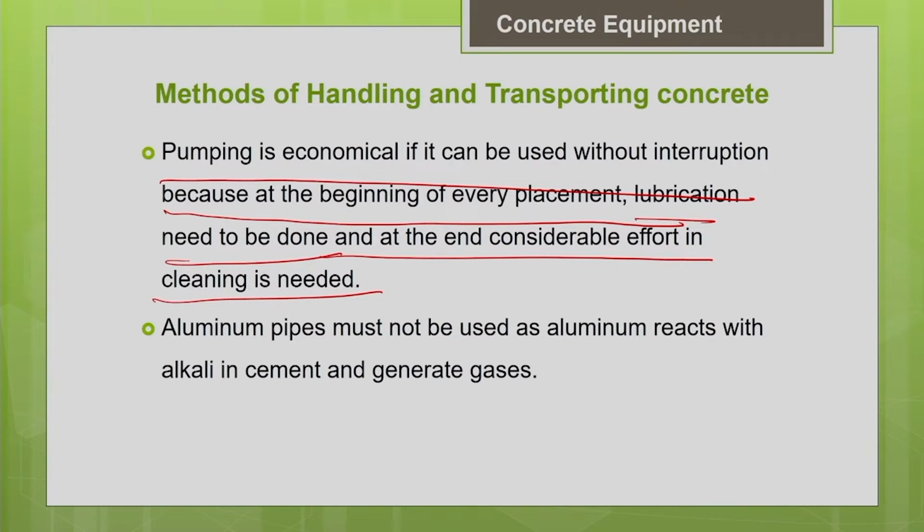And another important thing is we should not use aluminium pipes for placing the concrete, because studies have proved that aluminium will react with the alkali content in the cement and generate hydrogen gas that will affect your concrete strength. So, aluminium pipes are not generally recommended for concrete placement.